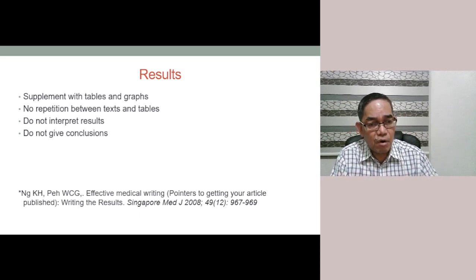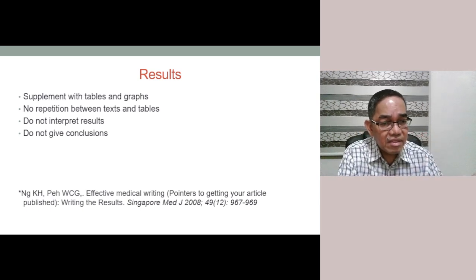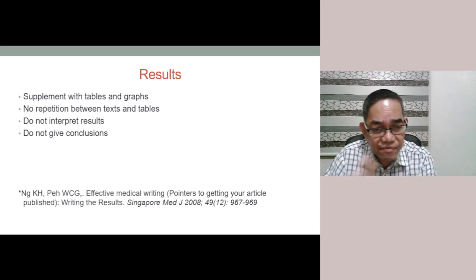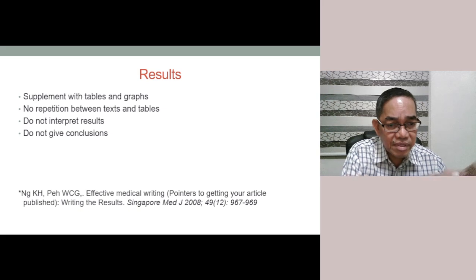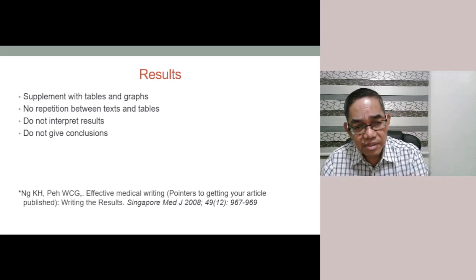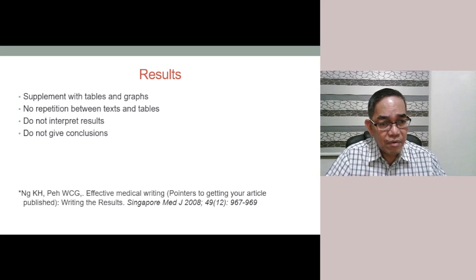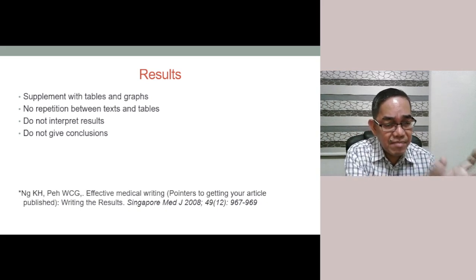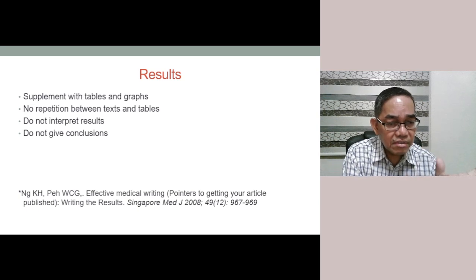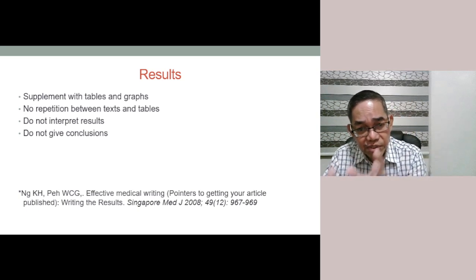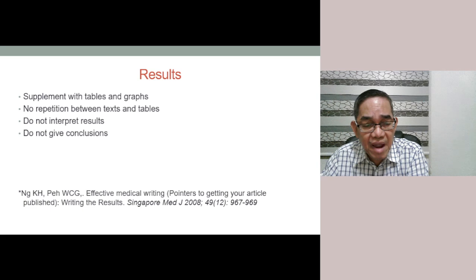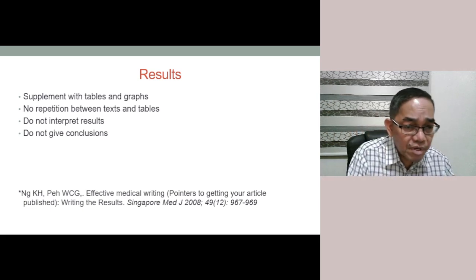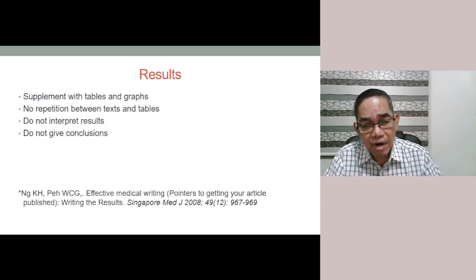Meaning, when you already have written it narratively, you don't have to put it in the table. No repetition between text and tables. A lot of people will write narratively the results, and then they see the results in the table, and then some others would present the same findings using figures or graphs. So there should be no repetition between text, tables, and graphs.